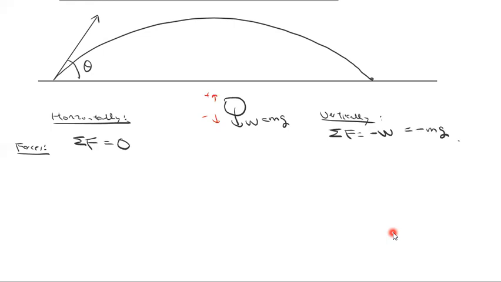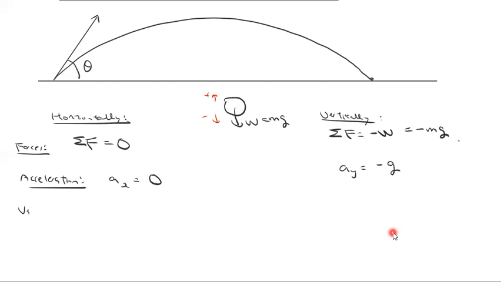Remembering that acceleration equals F over m using Newton's second law, acceleration in the x direction is just going to be 0 because there's no net force. And the acceleration in the y direction, using F equals ma, is just F divided by m, so it's negative g, which means it's going to be downward.